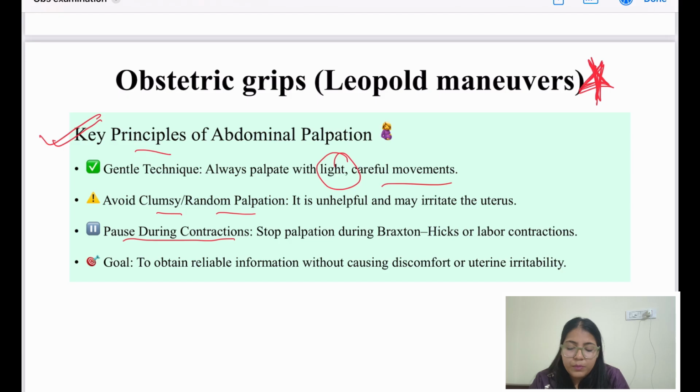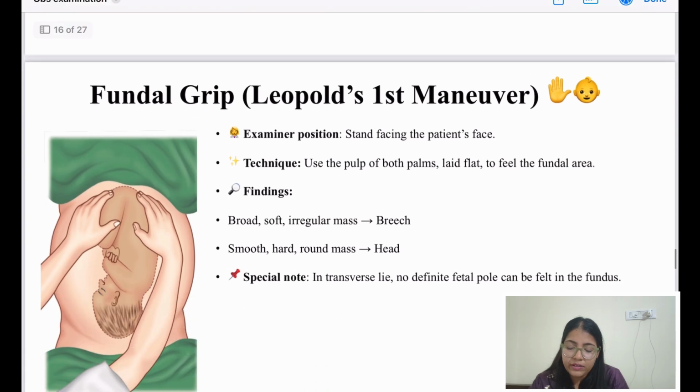And you should always pause during contraction. Already the patient is having pain during contraction, and the uterus becomes hard, so you won't be able to palpate, and you'll be giving more pain to the patient also. So it's better to stop during contraction and palpate only when the patient is relaxed. The goal is to obtain reliable information without causing any discomfort to the patient.